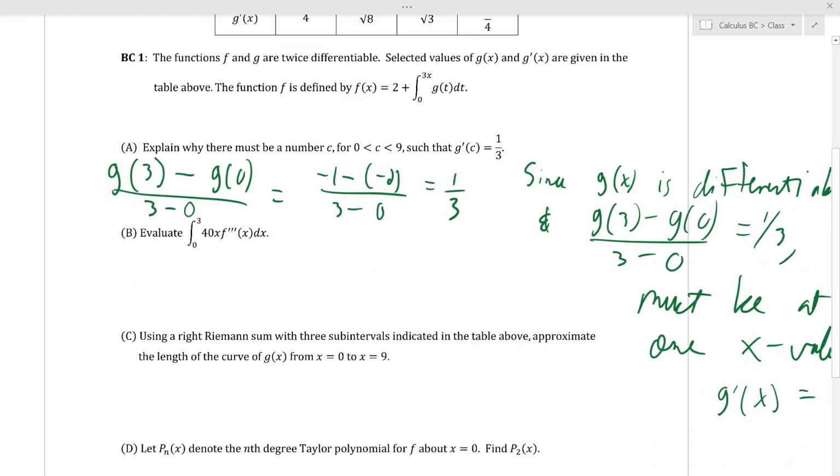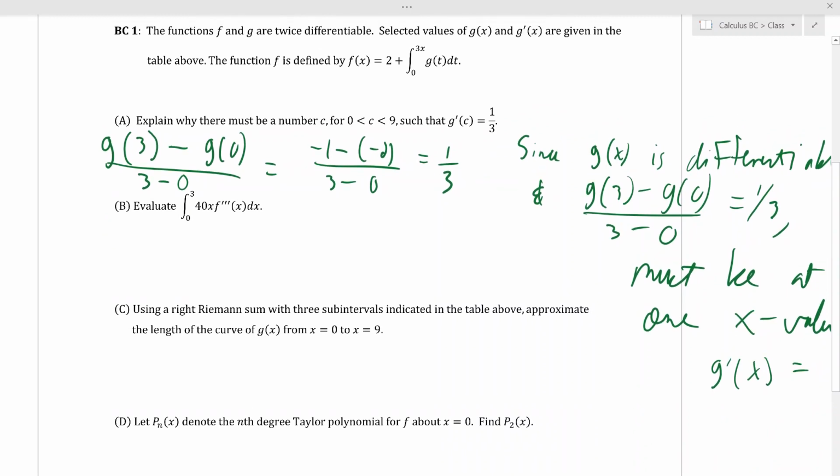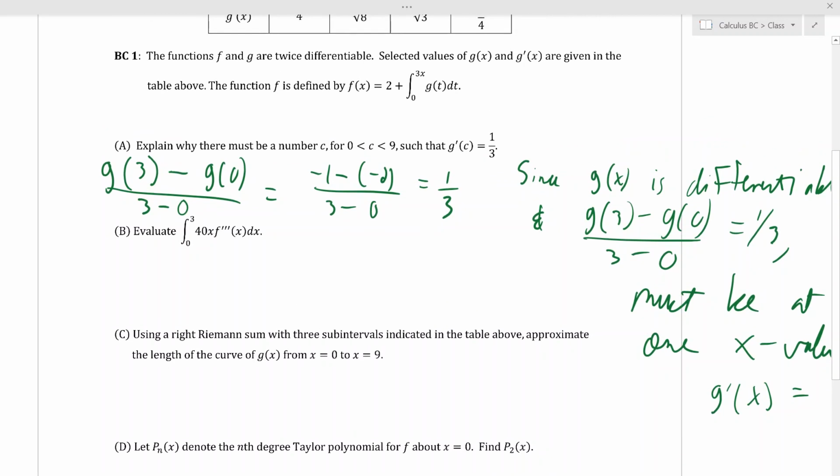Don't forget U sub is a thing here, but this is definitely parts because we have an x times some other function here. So we're going to have to let u be 40x, which means du is 40, which means dv is the third derivative of x, and that means v is the second derivative of x.